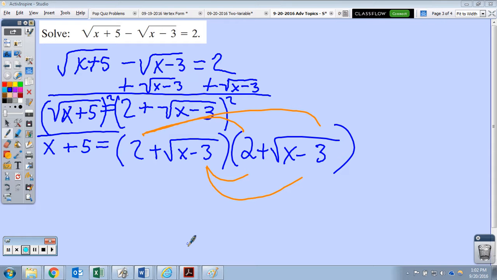Okay, so we're here. We isolated one of the radicals, square root of x plus 5. Then we squared both sides, which can be seen right here, so that we can undo this radical. So we're just left with x plus 5.